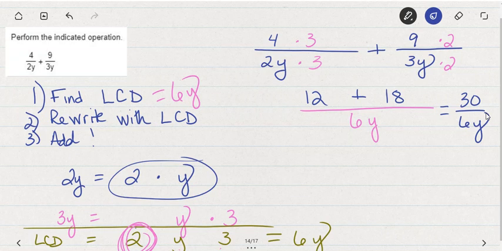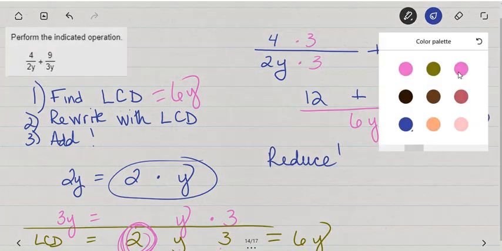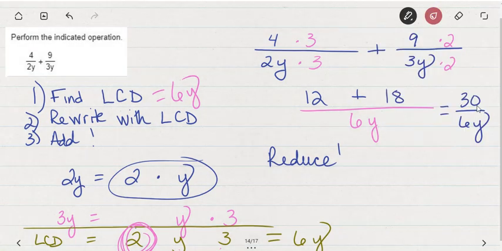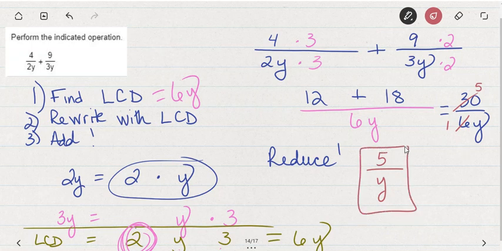Before I box that answer, I'm going to notice that I need to reduce or simplify. Because 6 goes into both a 30 and a 6, I could reduce this by 6. 30 divided by 6 is 5. 6 divided by 6 is 1. So our final answer is 5 over y.